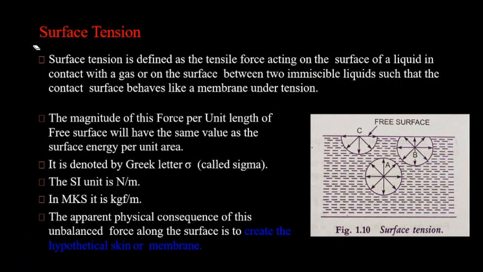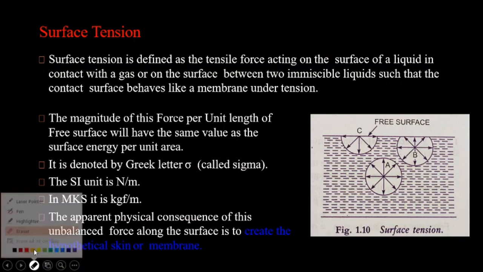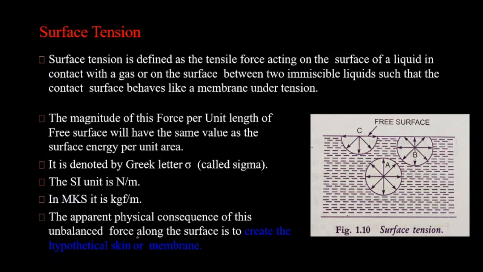So surface tension is defined as the tensile force acting on the surface of a liquid. It is a tensile force acting on the surface of a liquid in contact with a gas, or on the surface of two immiscible liquids. Two immiscible liquids ಅಂದ್ರೆ ಏನು?